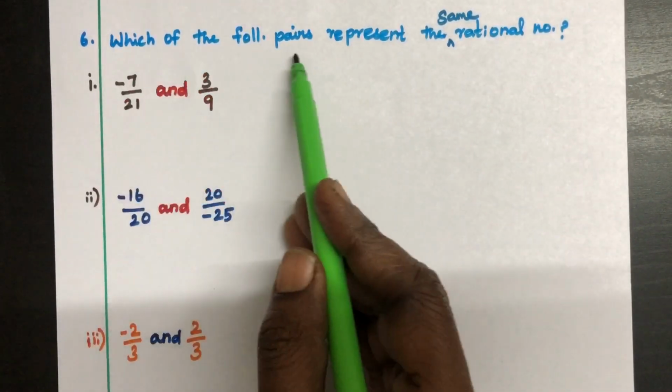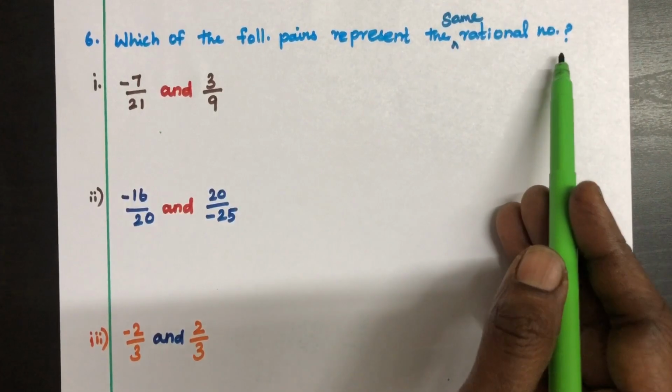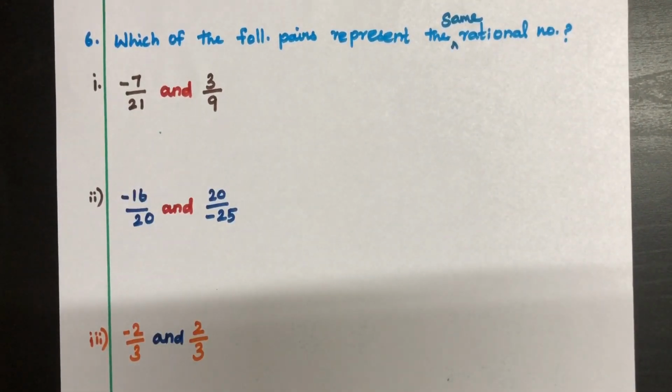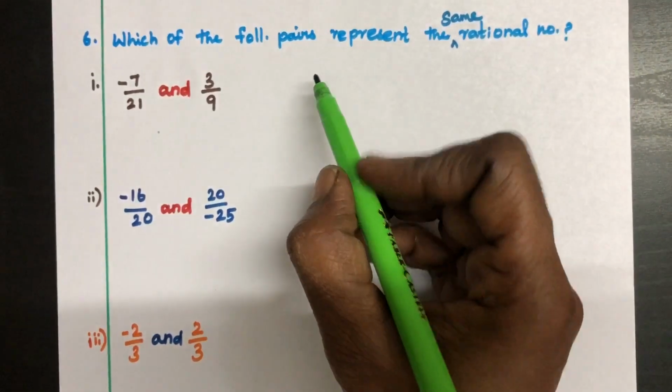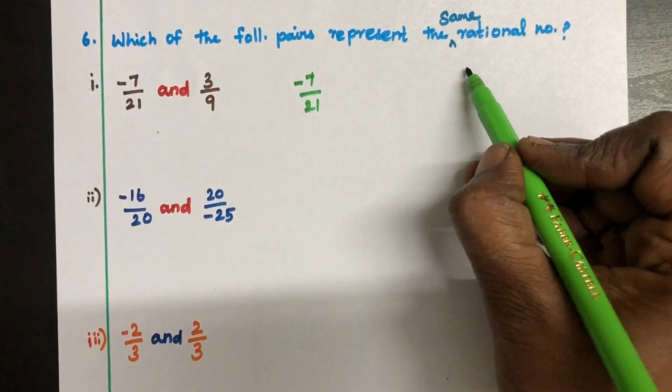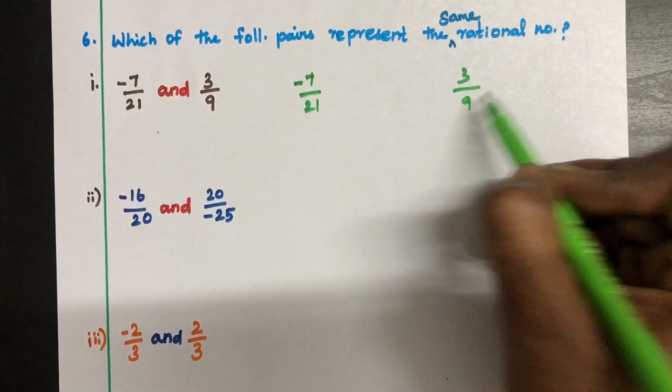Sixth question: which of the following pairs represent the same rational number? See, we have pairs of rational numbers. We are going to find which are the same. Let's do it one by one. See here, this is minus 7 by 21, and the other one is 3 by 9.